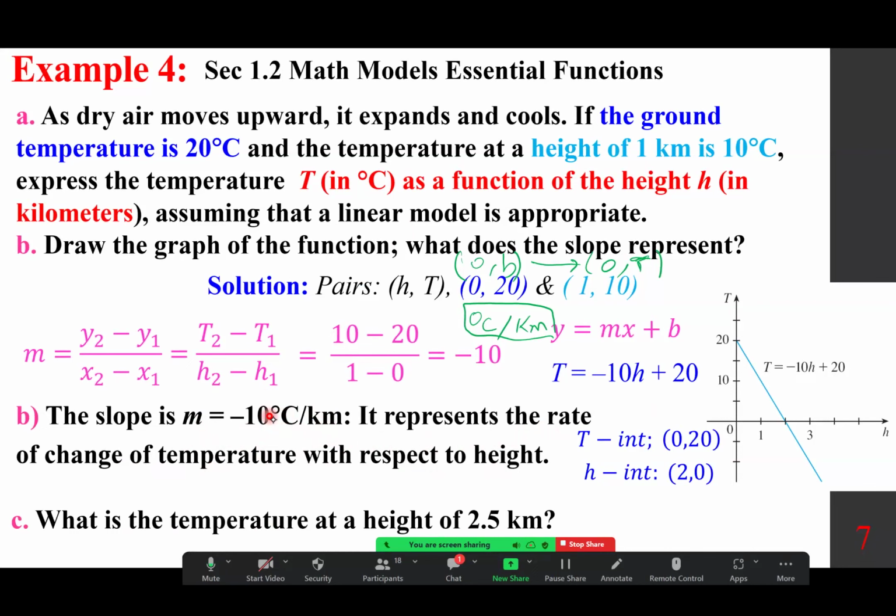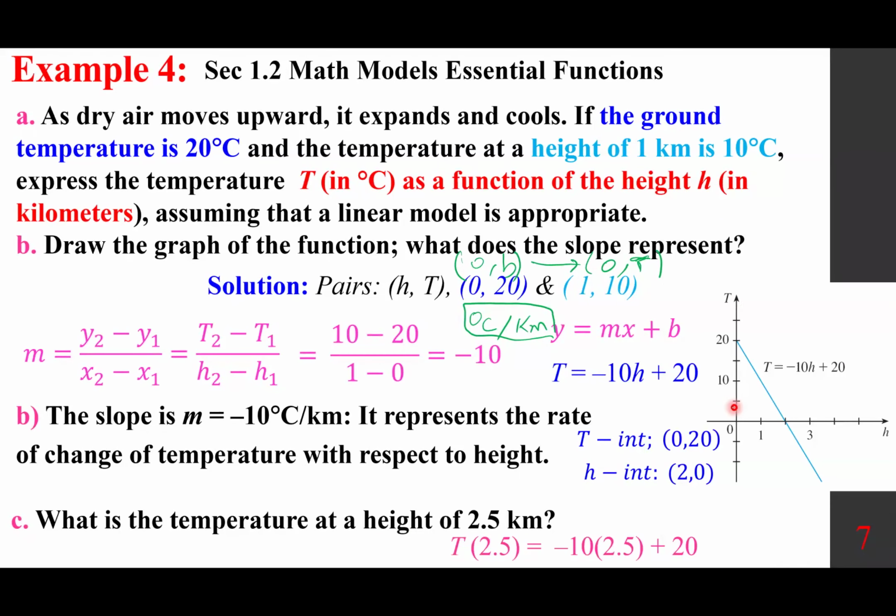What is the temperature at a height of 2.5 kilometers? 2.5. Replace the h with 2.5. Minus 10 times 2.5 is negative 25, plus 20 is negative 5 degrees Celsius, according to this formula.